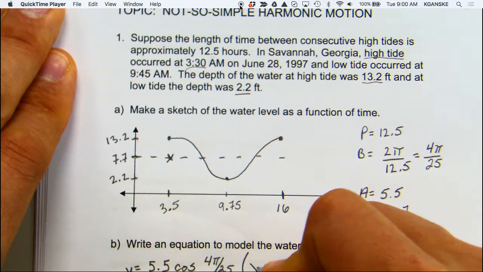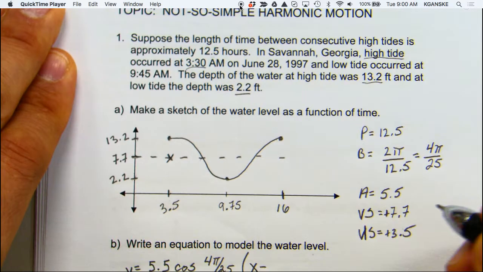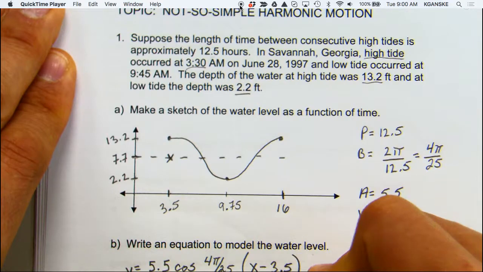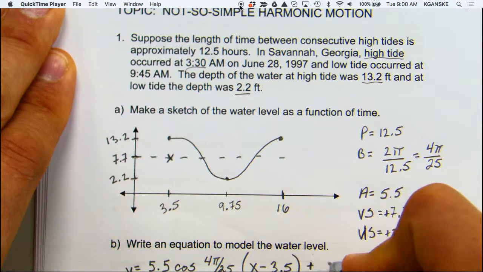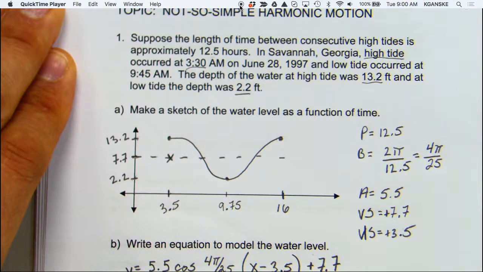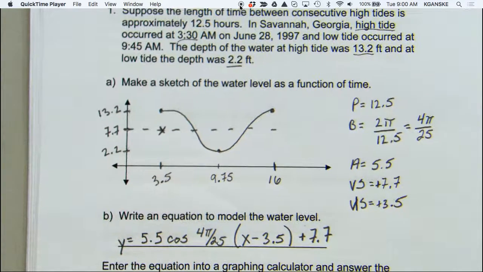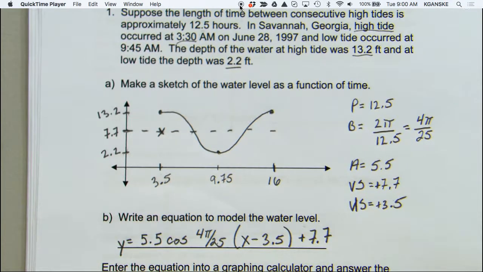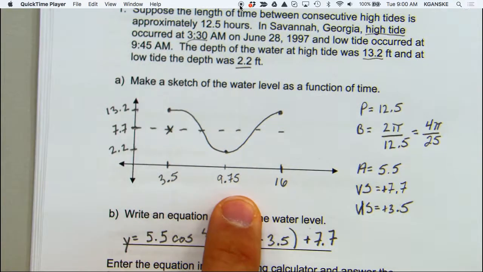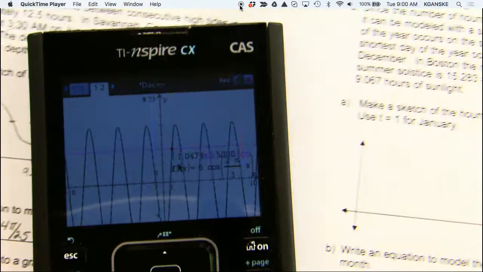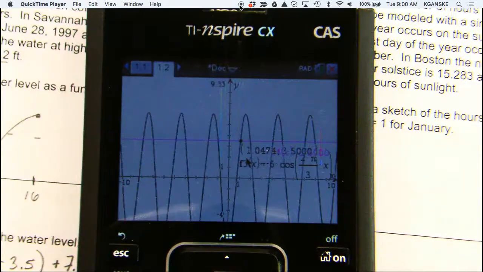Okay, but anyway, x minus 3.5, my horizontal shift, and then plus 7.7. Right? So that should be good. So the payoff here is kind of when we go to dump this into our calculator, and we should see the same graph, right? So let's just do that. I'll cover this up for a second here, and let's take a look at the calculator quick.